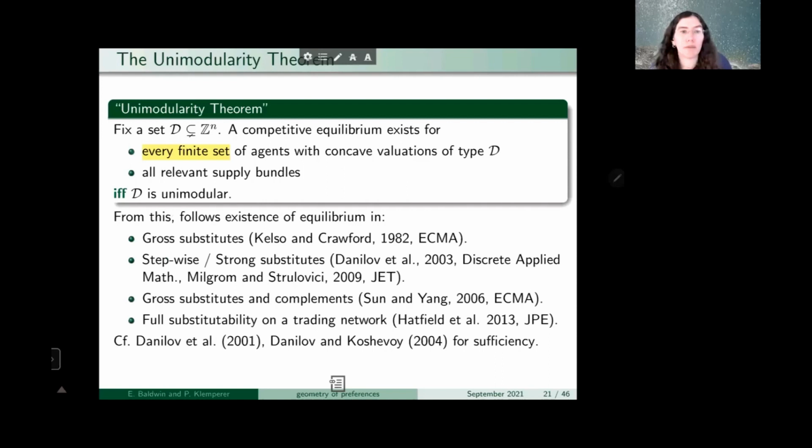Anyway, from this theorem follows all the sort of results I was alluding to before. They're all instances of this theorem because they all correspond to unimodular sets of vectors. But there's also, I should confess at this point, that this result is mathematically effectively equivalent to one that was previously known, Danilov, Koshevoy and Murota's beautiful 2001 paper that far too few people have read. And if you're very interested in these ideas, I would encourage you to have a look at that wonderful piece of work, because too few people had read it, these ideas hadn't come through.